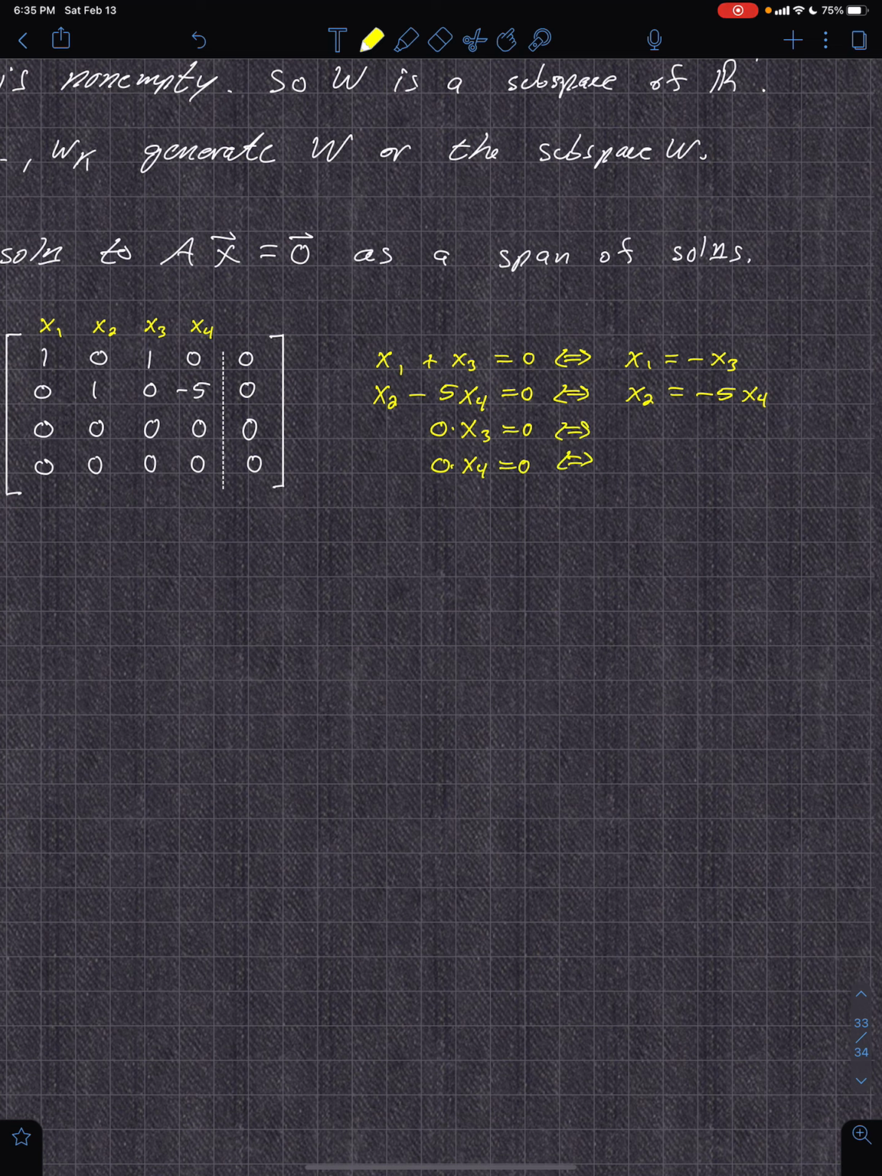And let's write it out like this. Let's say we have x1 will be negative t, x2 negative 5s, x3 is t, and x4 is s. So what we want to do is kind of break that up into a sum of two separate things.